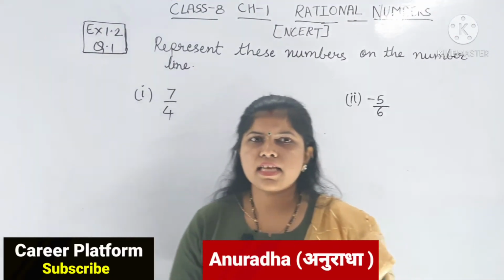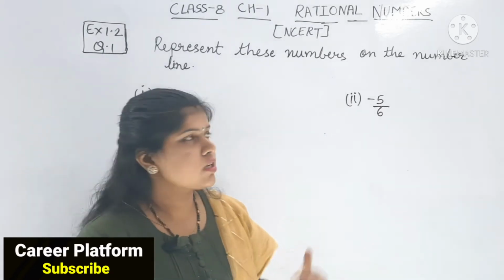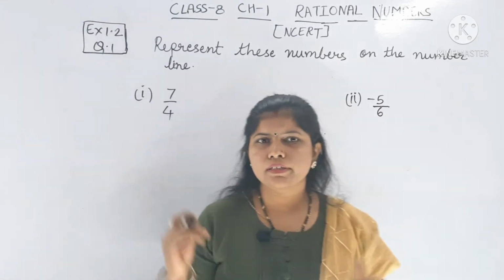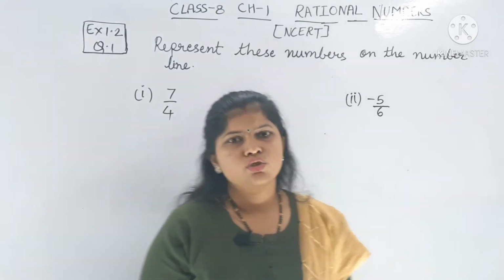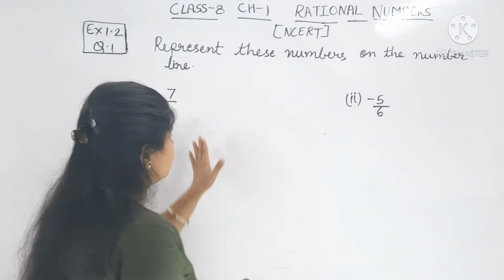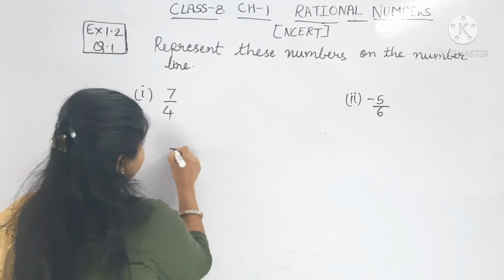Now let's see exercise 1.2 of question number 1. What is the question number 1? We have to represent these numbers on the number line. So first question is 7 by 4. So we have to draw the number line for that.